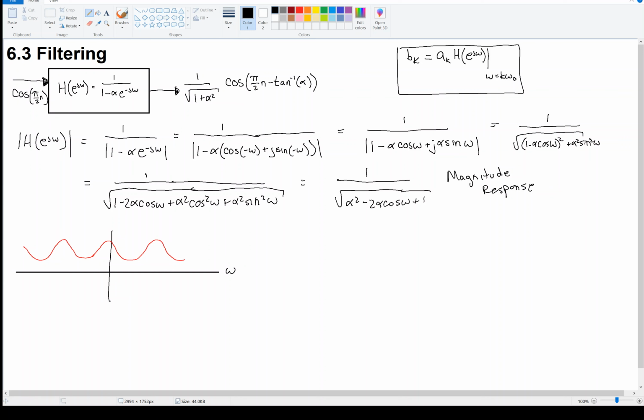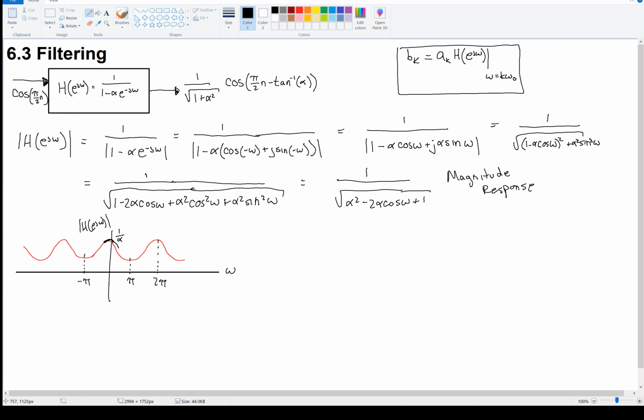Okay, and again, that's the magnitude response. The maximum happens at the origin, and the height there is 1 over alpha. And the minimum happens at pi, and minus pi. So we have something like this. And again, it's periodic with period 2 pi, and so we have something that looks like this.